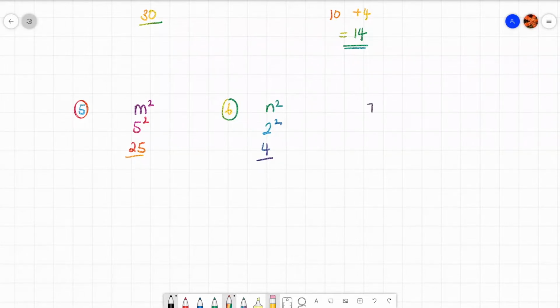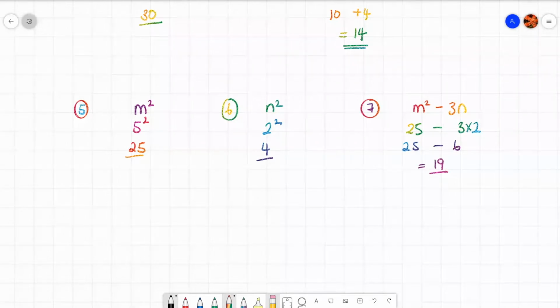Okay, might get slightly tricky. You might end up with something like m squared, take away 3n. So m squared we've already worked out is 25 because 5 times 5 is 25. Subtract 3 times 2. So 25 subtract 3 times 2, which is 6. 25 subtract 6 is 19. Okay, lovely. Right, so they do get slightly tricky.